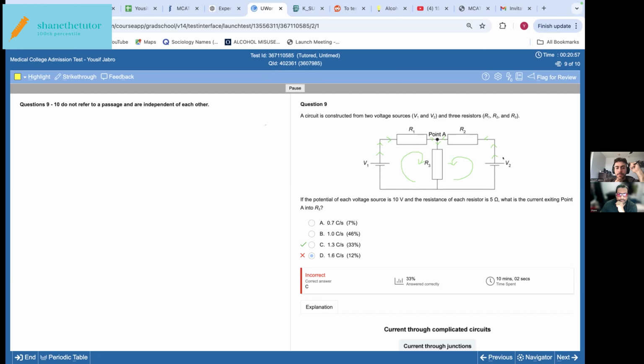Okay, so I'll call this current one, current two, and then of course current three. And it should follow that current one plus current two is equal to current three, right? Okay, now that's the junction rule. And also we have Kirchhoff's loop rule in which the net voltage around a loop in a circuit is equal to zero.